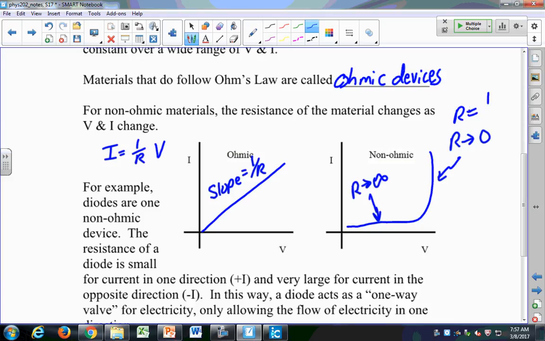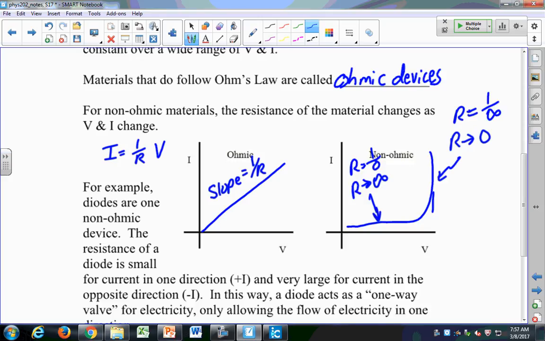R is equal to 1 over infinity. My slope gets really steep, and here R equals 1 over 0, which is the same as infinity. Did I get that right? Yeah, that's right. The point is that your resistance changes. If I have a certain current of a certain value, my resistance can be all on, or if I have it at another value, it can be all off.